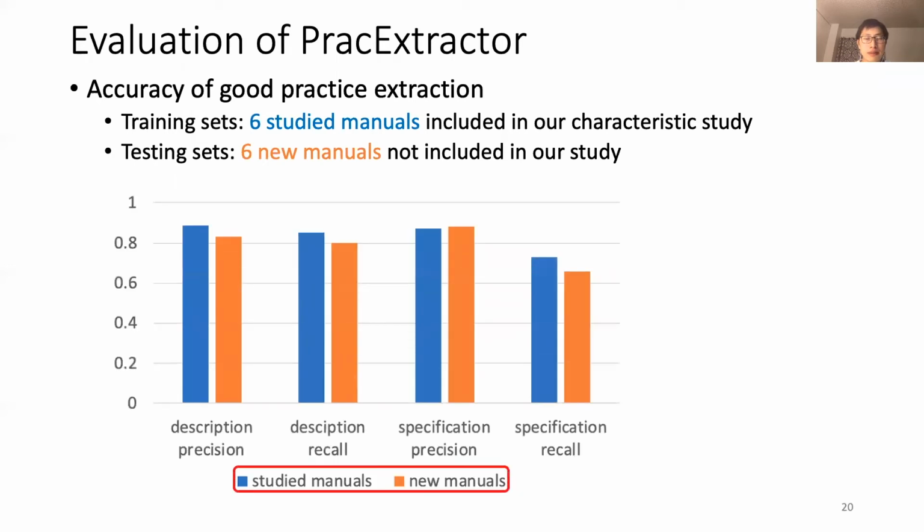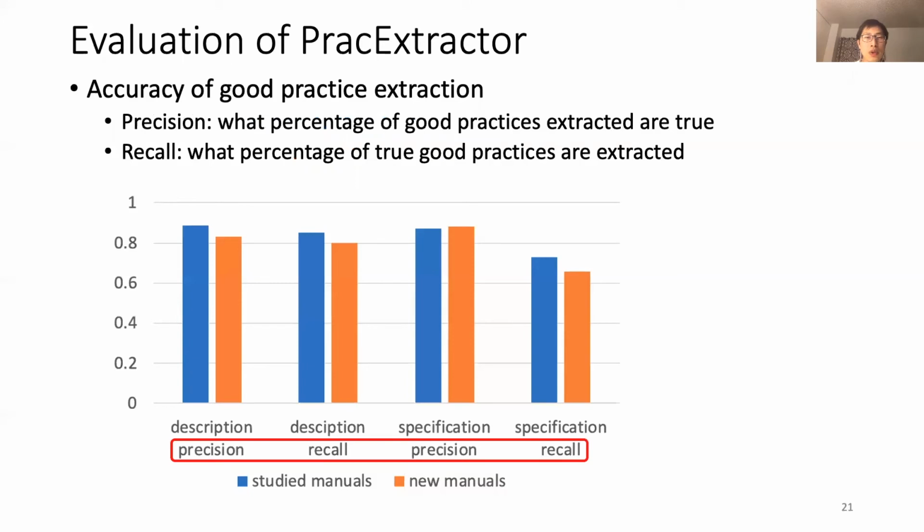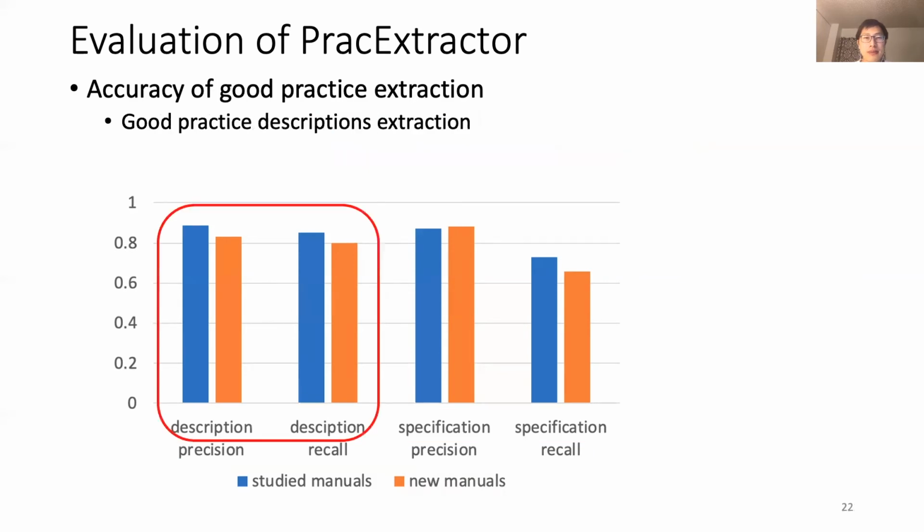Here are the results. The training accuracy is in blue and the testing accuracy is in orange. We used 2 metrics to measure the accuracy. Precision means what percentage of good practices extracted are true good practices. Recall means what percentage of true good practices are extracted by PracExtractor. The left 4 columns show the precision and recall of extracting good practice descriptions. We can see both for the studied and new manuals, the precision and the recall can reach over 80%. The new manuals' precision and recall are only slightly lower than the studied ones.